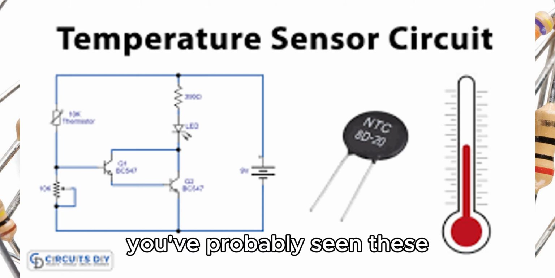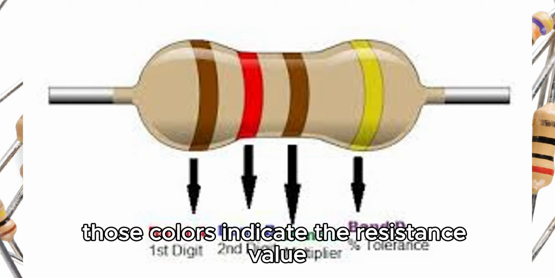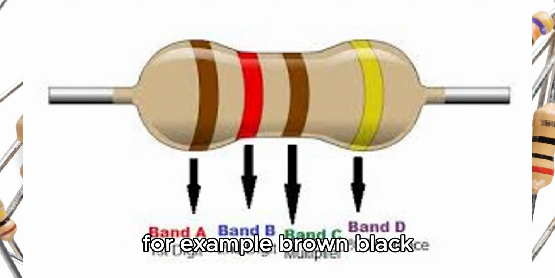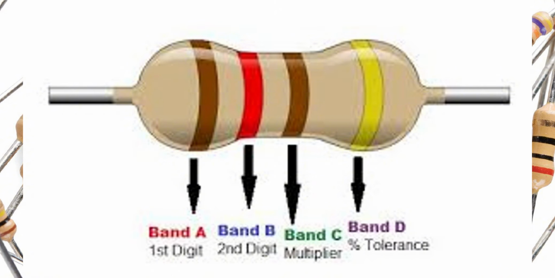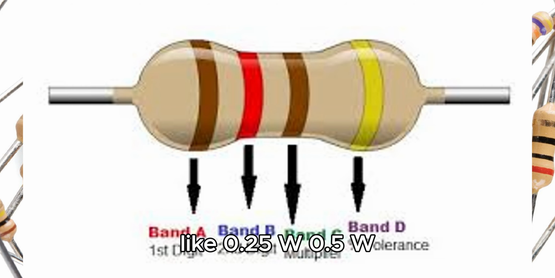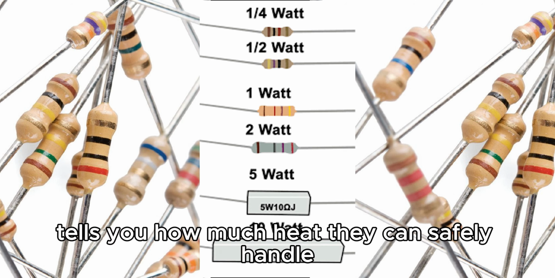You've probably seen these small components with colored bands on them. Those colors indicate the resistance value using the resistor color code. For example, brown, black, red means 1,000 ohms, or 1 kilo ohm. Resistors also come in different power ratings like 0.25W, 0.5W, or 1W. This rating tells you how much heat they can safely handle.